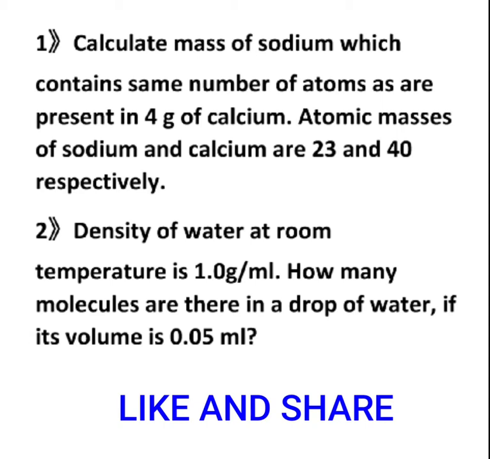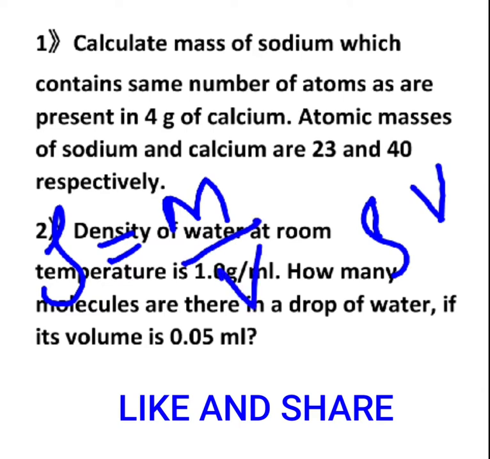The next question: the density of water at room temperature is 1 gram per ml. So density rho is given to you. How many molecules are there in a drop of water if its volume is 0.05 ml? The volume is given to you. So your first step is to find out the mass. I'm giving you a hint: density is mass per unit volume. So you'll get the value of mass.